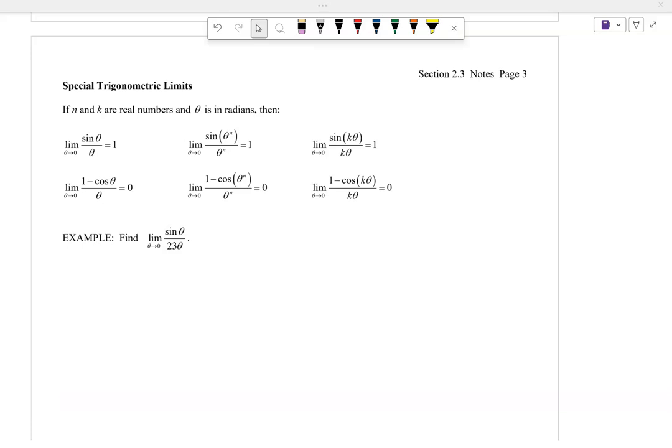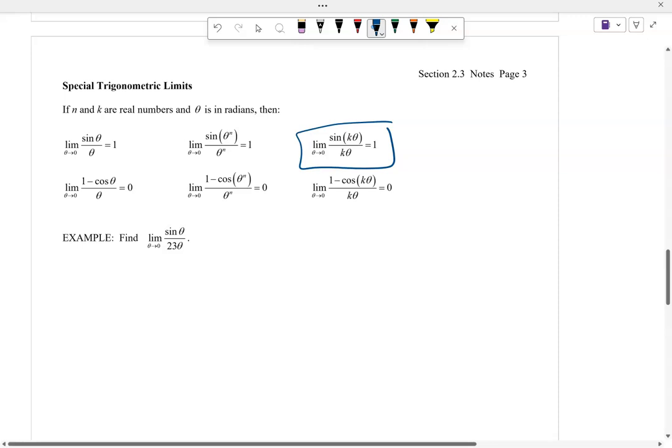All right, here are some special trig limits that we're going to give you. Limit as theta goes to 0 of sine theta over theta is 1. We're going to use that first, and then there are some other ones listed as well that we'll use. And this is just another form of that first one. Limit as theta approaches 0 of sine k theta over k theta equals 1.